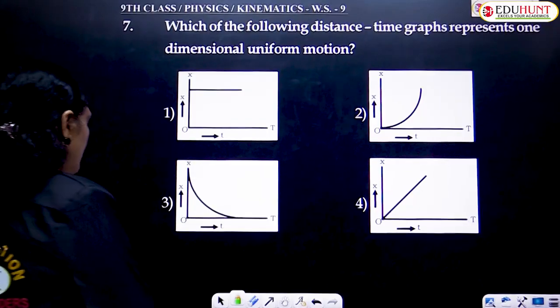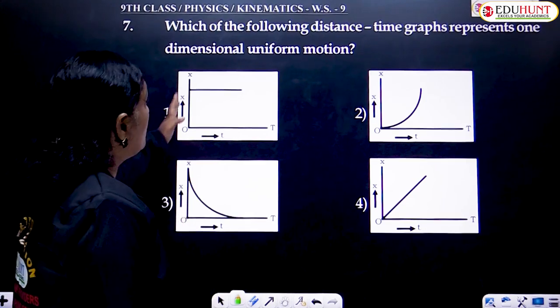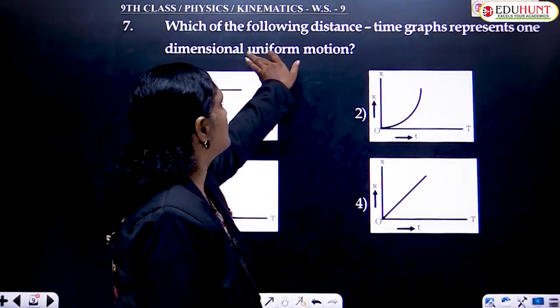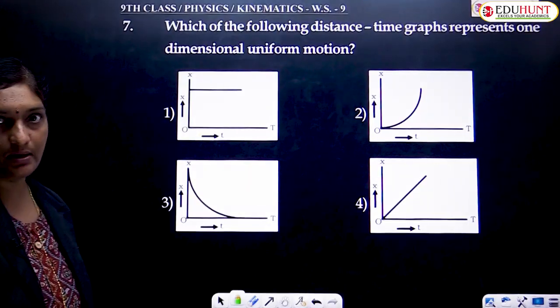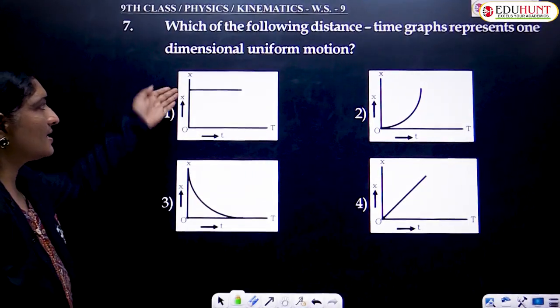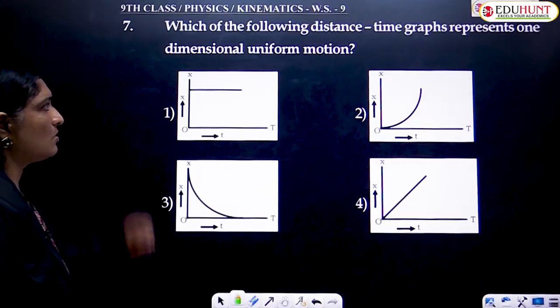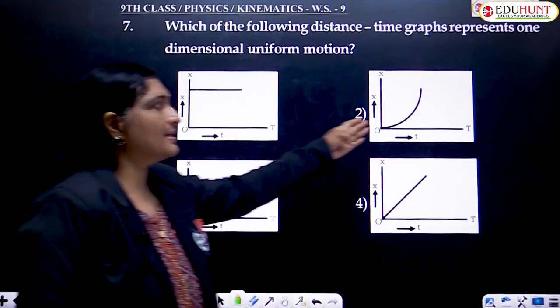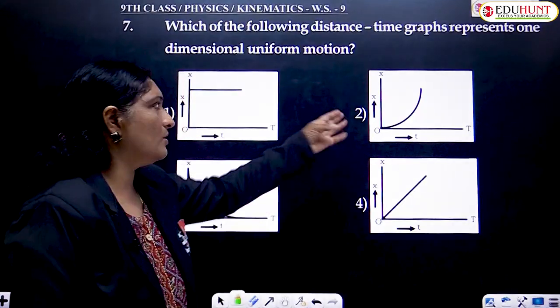Well, look at the 7th question. One-dimensional uniform motion. This is a uniform motion. Of course, one-dimensional asking for uniform motion. If you consider the first graph, it indicates a stationary object, a body at rest, not a uniform motion. So, this is a wrong one. Okay, this is an accelerated motion. The upper curve indicates accelerated motion, not uniform motion.